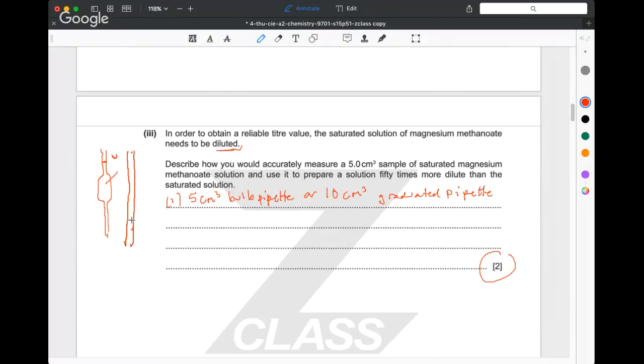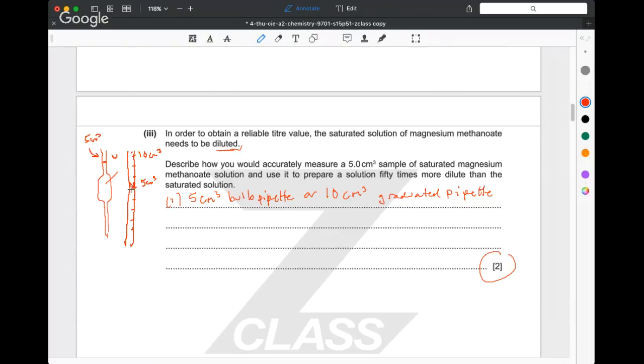And it'll have measurements on the side like this, going all the way up to 10 centimeters cubed. The bulb pipette had a line there at exactly 5 centimeters cubed. Again, you're going to draw up liquid into this until you get to the graduation on the side that says 5 centimeters cubed. Your liquid will just have the bottom of its meniscus against the 5 centimeter cube graduation.